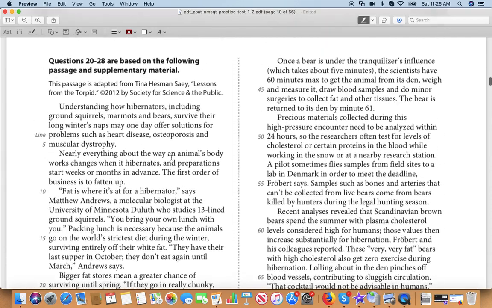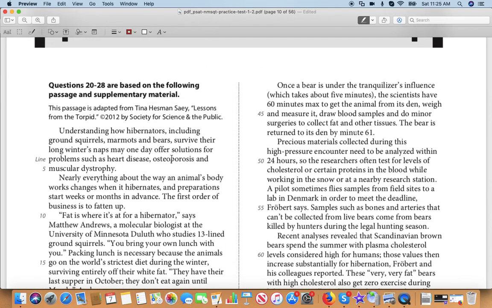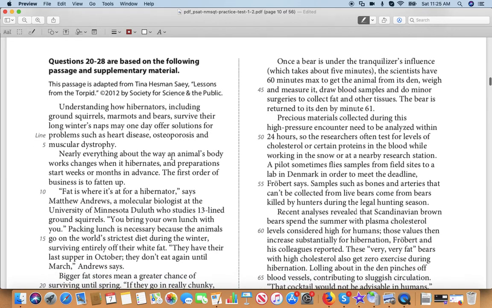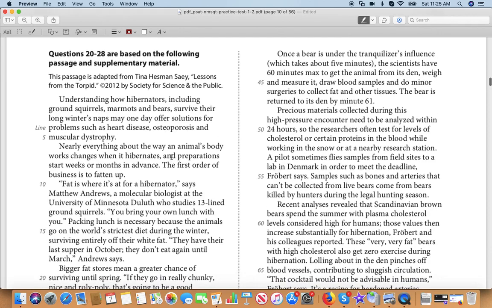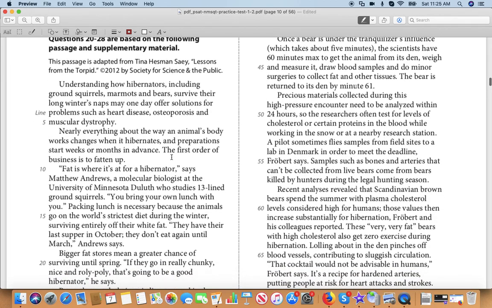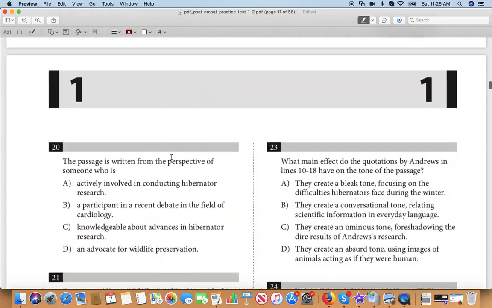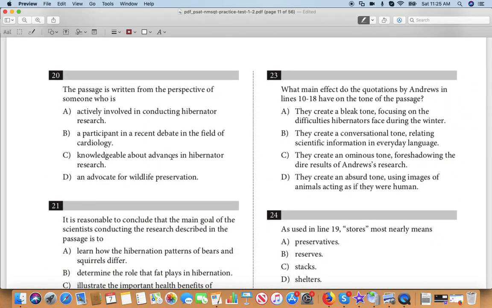It was just almost like someone who had just been studying it, giving a talk about how bears work. It's almost documenting Frober. Well, let's test the answer choice here. Go ahead and read answer choice A.